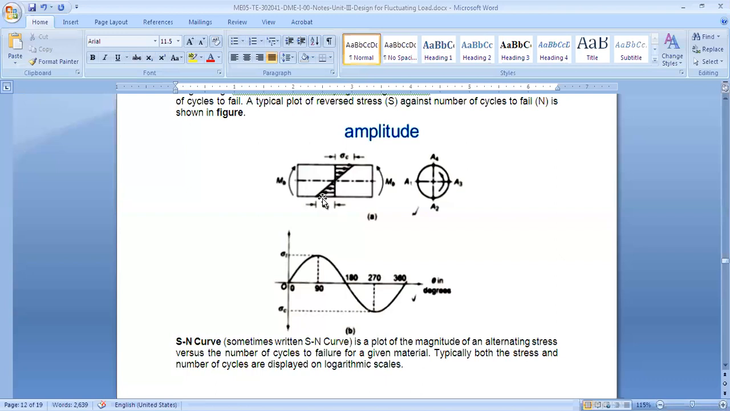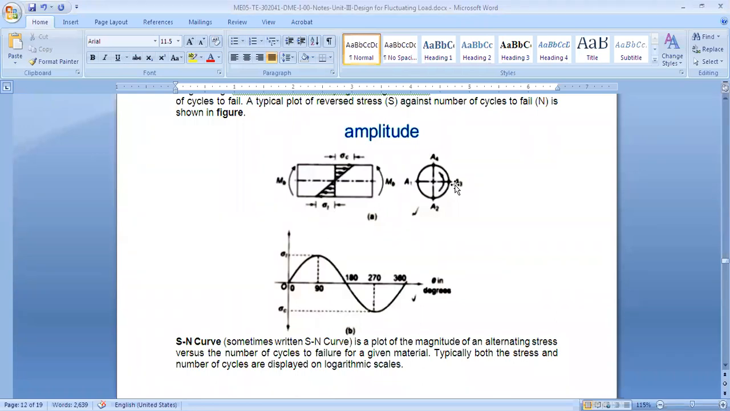At the neutral axis, it will be zero. Similarly, at the down portion, at the extreme most fiber, the bottom most fiber, it will be maximum sigma t, and at the neutral axis, it will be zero. So that means these are the stresses in the shaft.